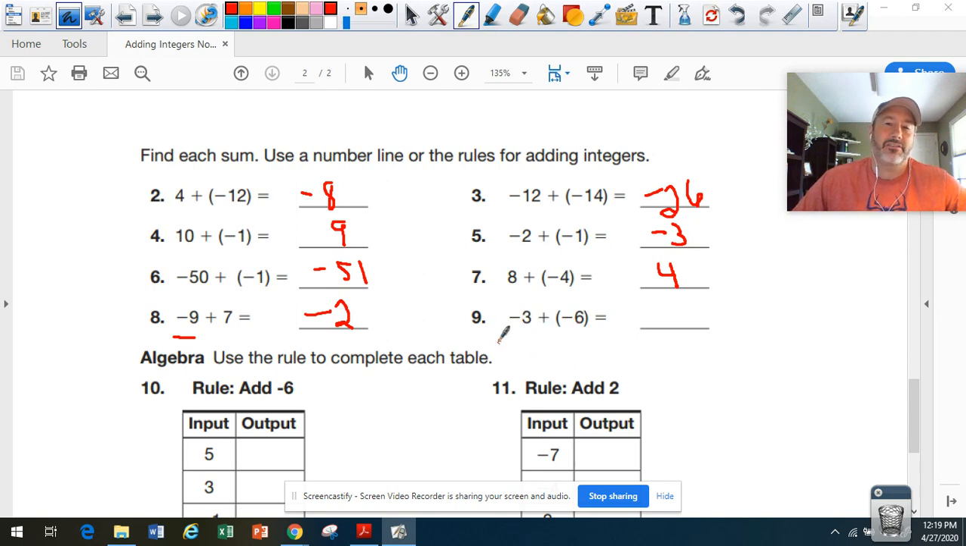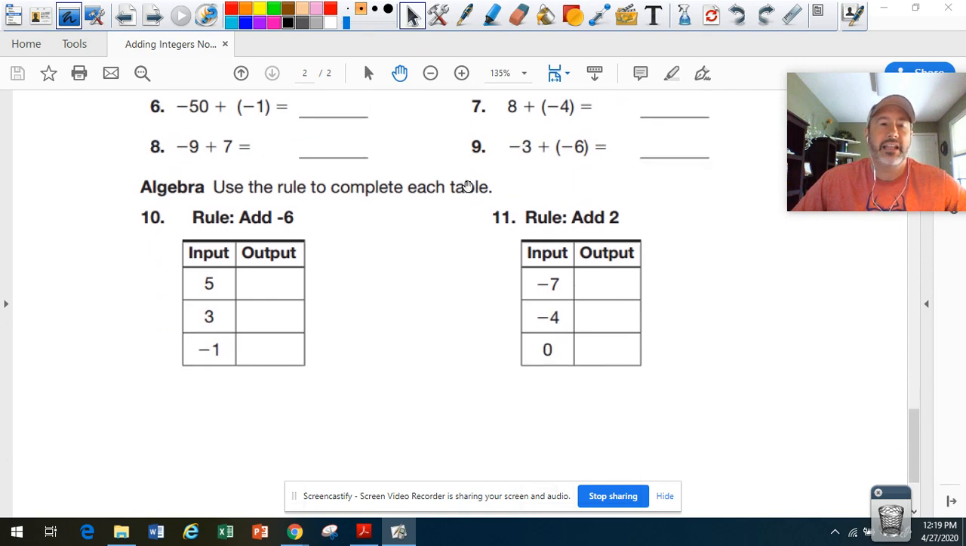Number 9. -3 plus -6. Signs are the same. Add them together, keep the sign. 3 plus 6 is 9. Both are negative, so my answer is negative. Why don't you try numbers 10 and 11? See what you get. Let's check them.